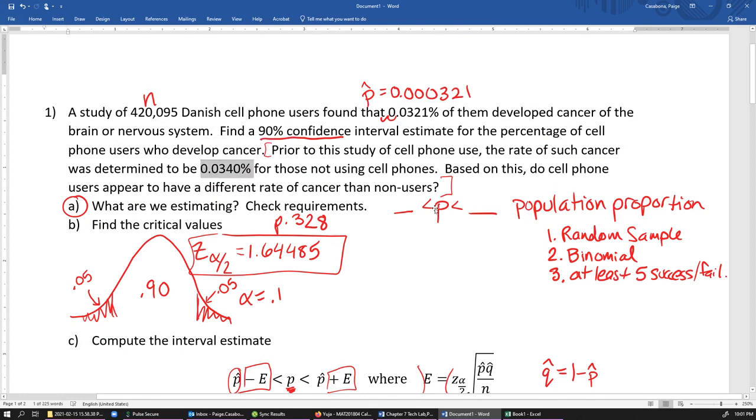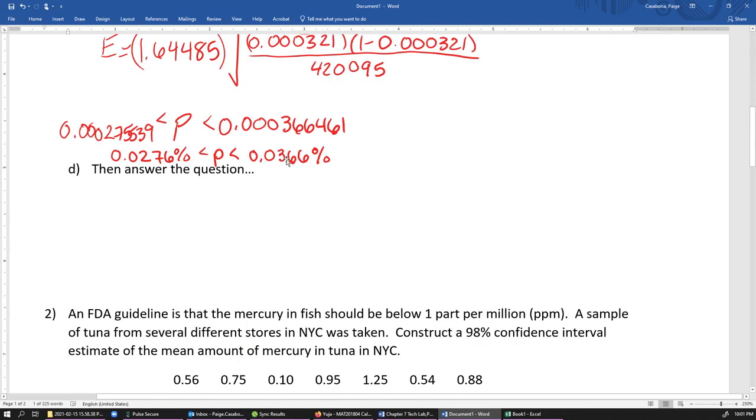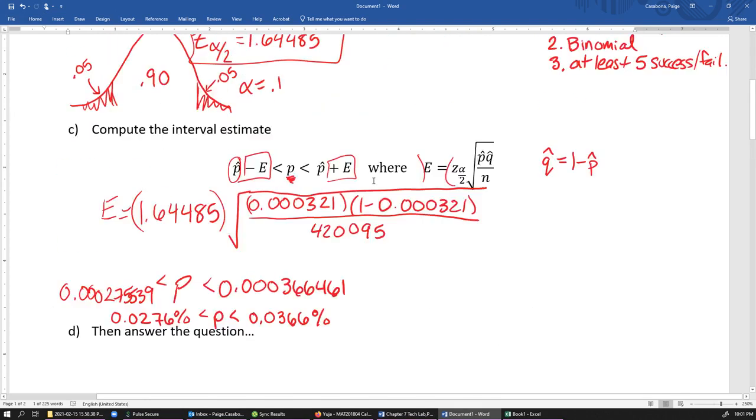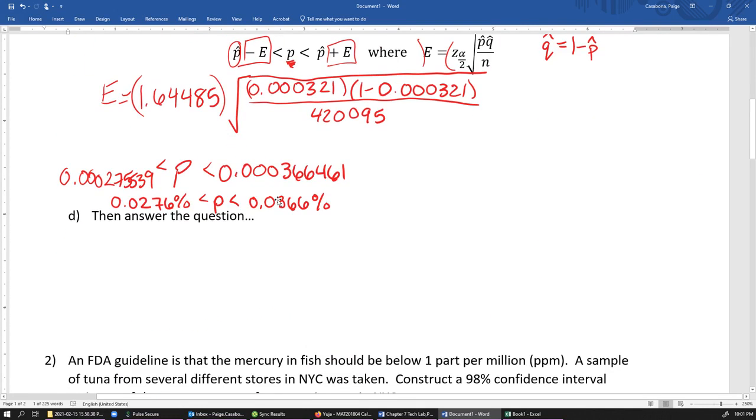So I'm comparing this rate for non-cell phone users to the rate that we came up with for cell phone users. And what you see is that for non-cell phone users, this percentage falls in this interval. So it doesn't seem like the proportions for cell phone users and non-cell phone users are any different. There doesn't seem to be evidence for that, at least from this sample.